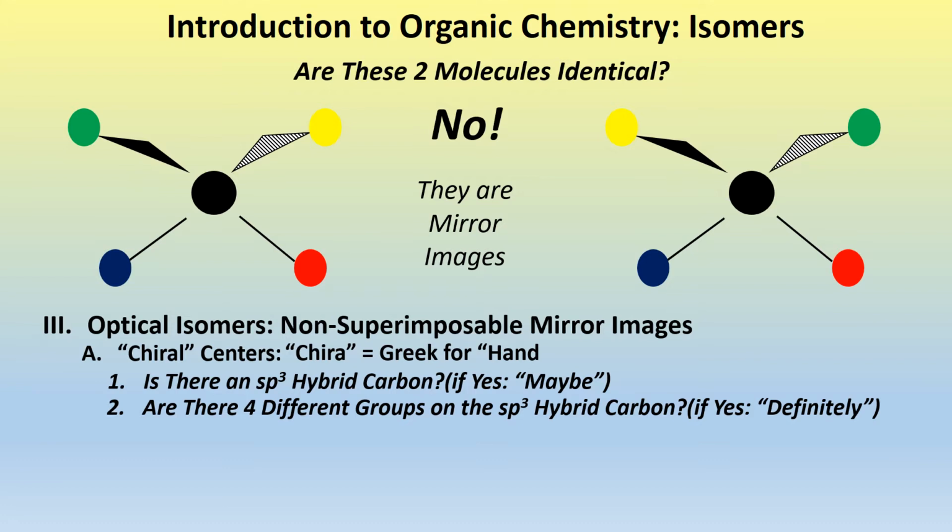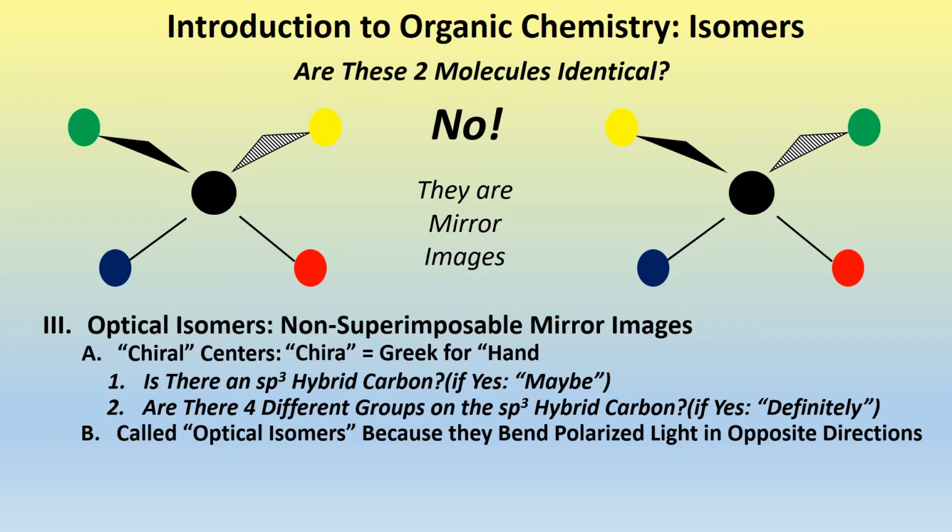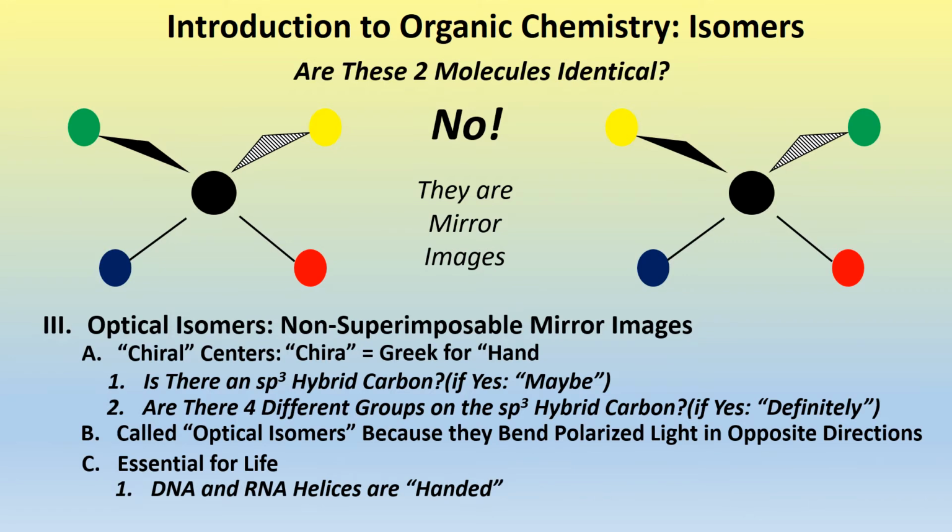These chiral molecules are called optical isomers because they bend polarized light in opposite directions. They are also essential for life. DNA and RNA helixes are handed molecules. They bend either to the left or the right. Enzymes are also handed molecules that allow you to have the lock and key interactions. This is a brief introduction on how to spot chiral centers. You will find when you take organic chemistry that 2 to 3 chapters are dedicated to naming and determining the properties of these unique compounds.